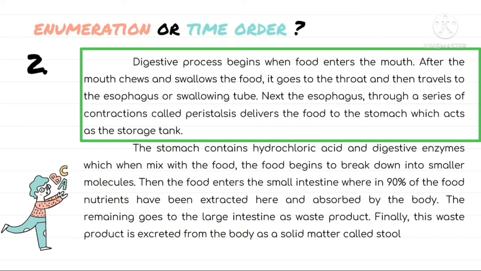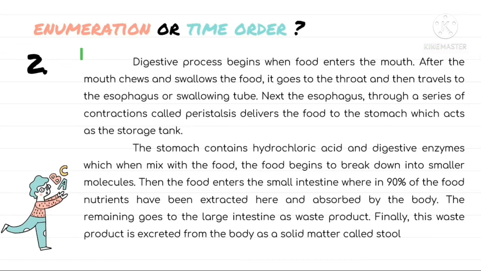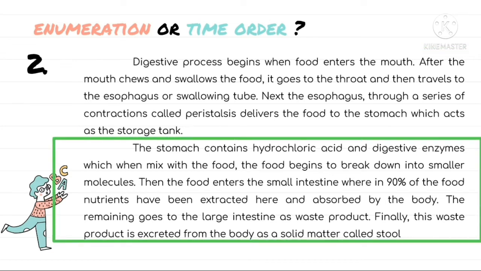After the mouth chews and swallows the food, it goes to the throat and then travels to the esophagus or swallowing tube. Next, the esophagus, through a series of contractions called peristalsis, delivers the food to the stomach, which acts as the storage tank. The stomach contains hydrochloric acid and digestive enzymes, which, when mixed with the food, begin to break down into smaller molecules.